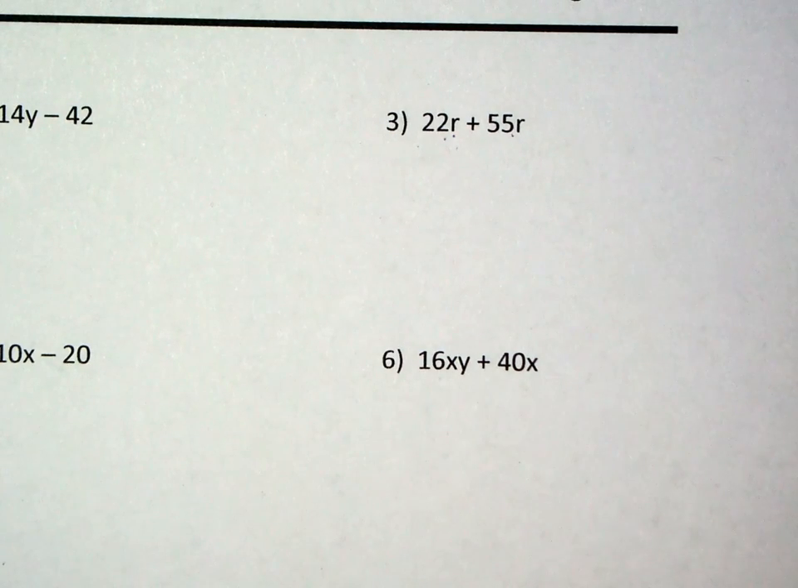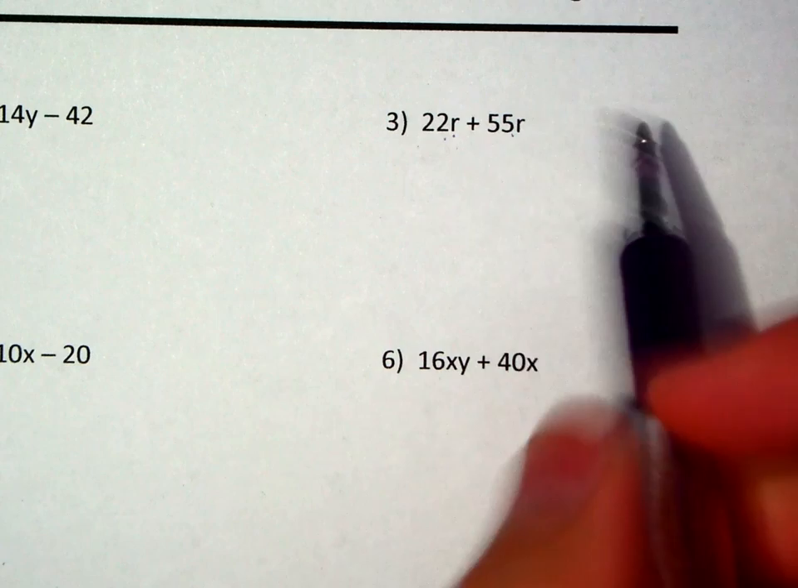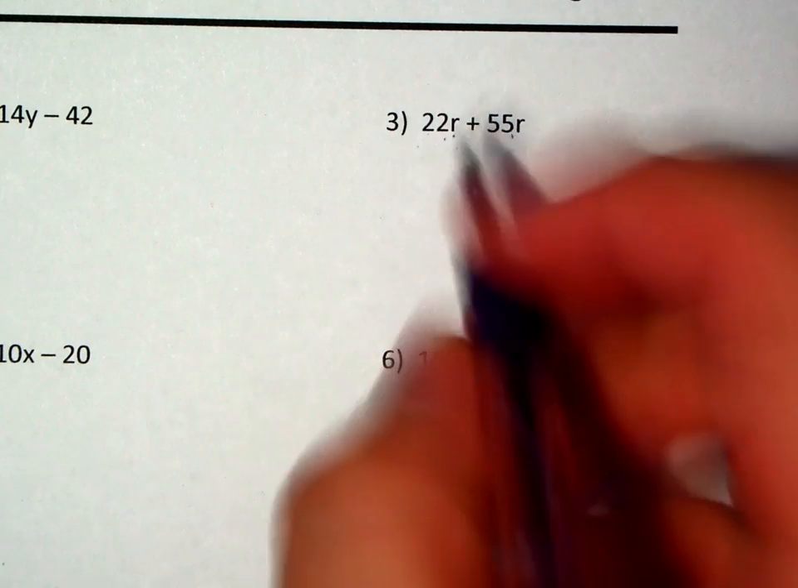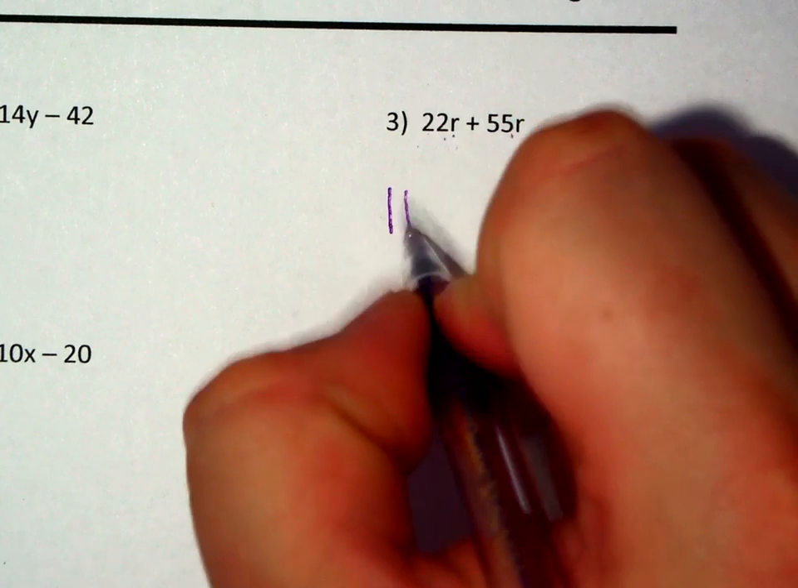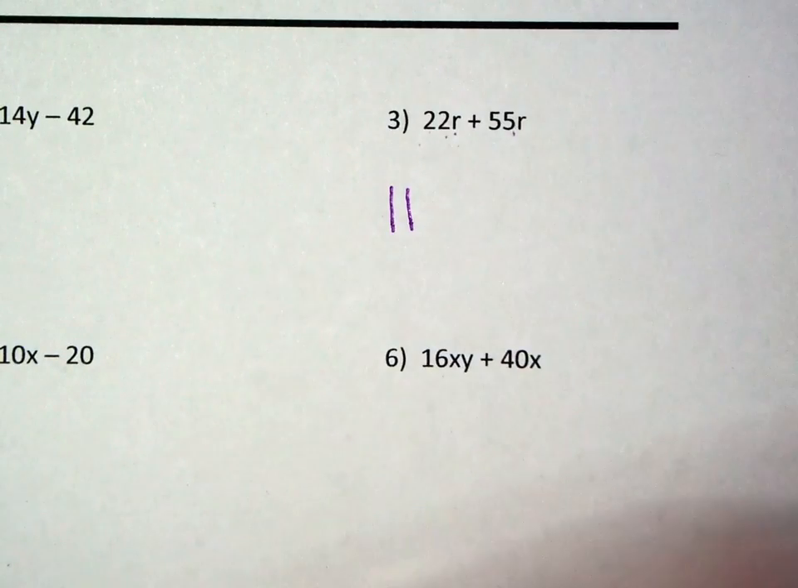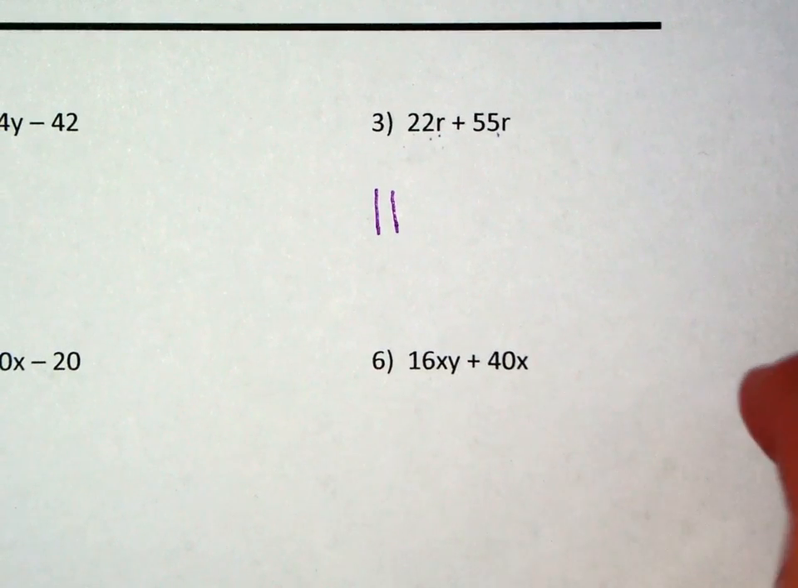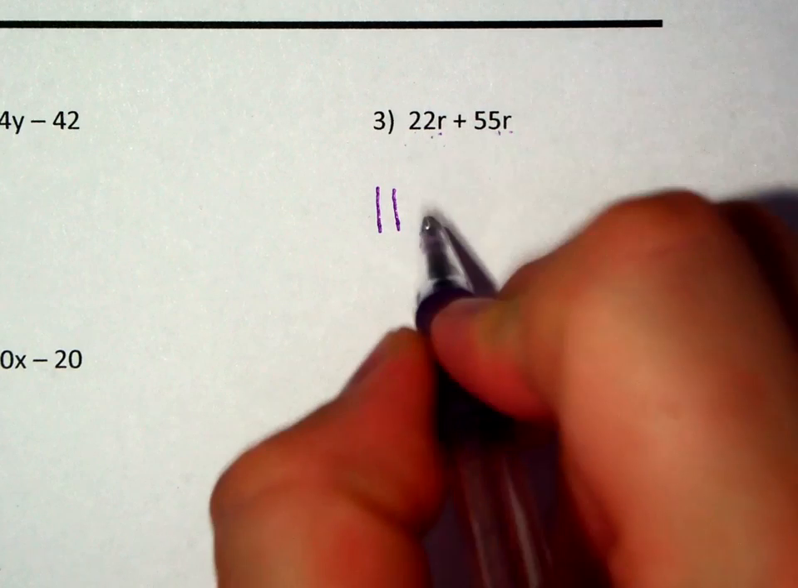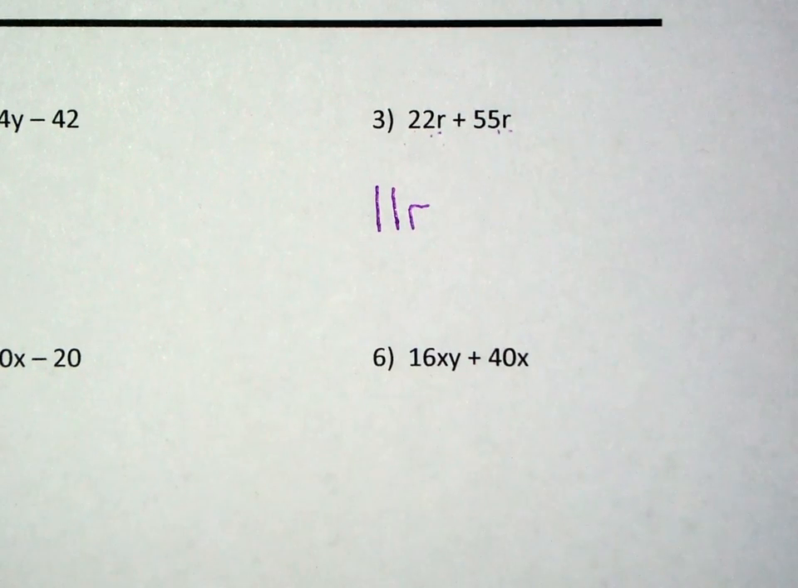And so, looking at factors, I see right away I have two numbers that are multiples of 11. So 11 would be a factor that would go into 22 and into 55 and would be my greatest common factor. But I also have an r on both sides of the expression, so I could factor out an r.